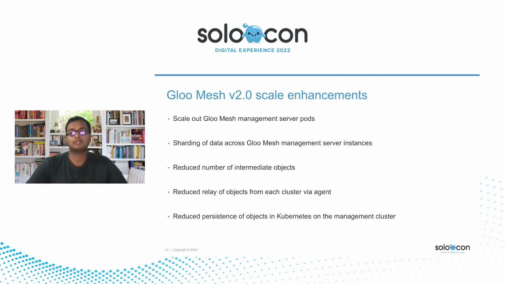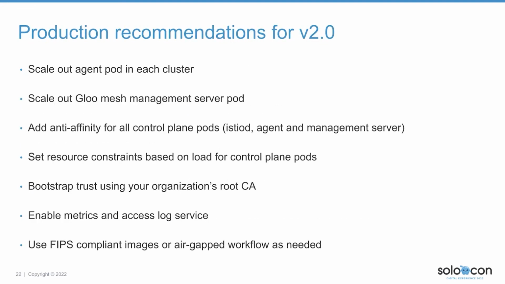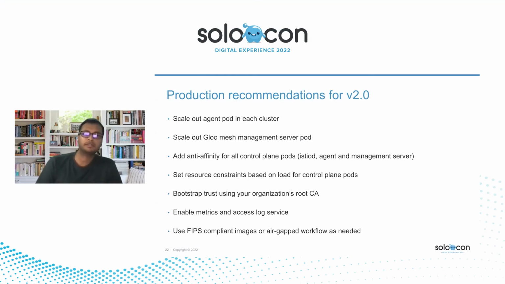So with these enhancements, I'm very excited and looking forward to what our customers can do in production to get better scale. I'll highly recommend that you scale out the agent pod and the management server pod on the management cluster. Make sure you have anti-affinity configured for control plane pods. So basically, all the different instances of the agent and the management server don't end up on the same node in case a node goes down. You want to have resource constraints on each of the control plane pods based on the load, which you should be monitoring and scaling them up or down depending on your consumption.